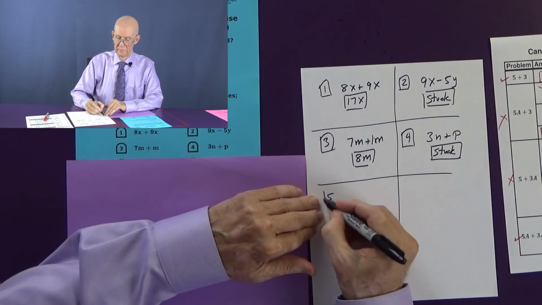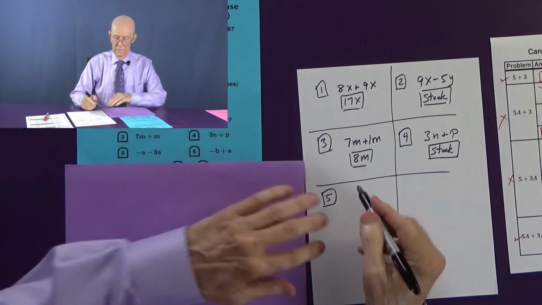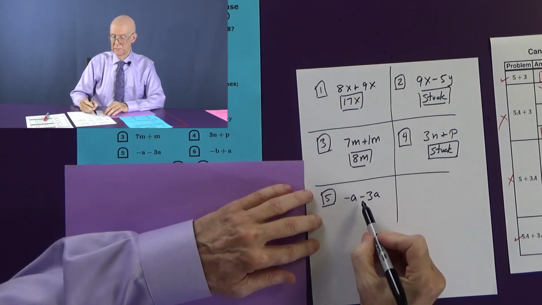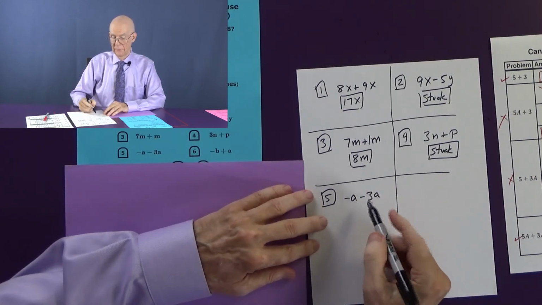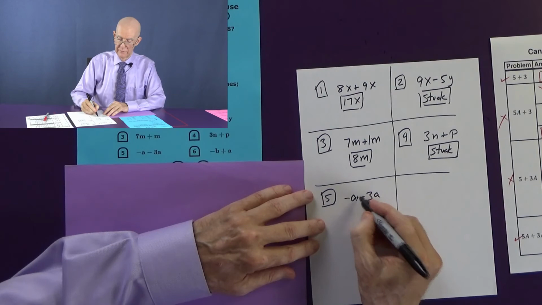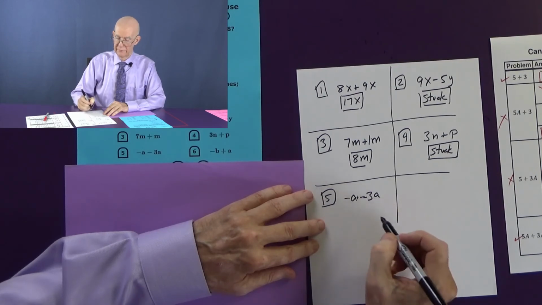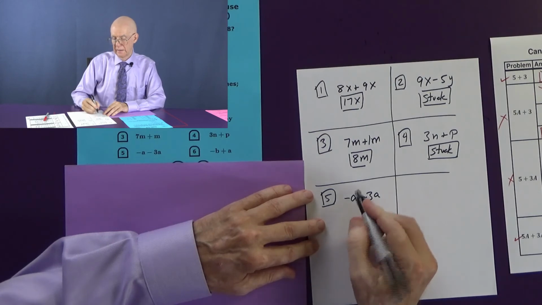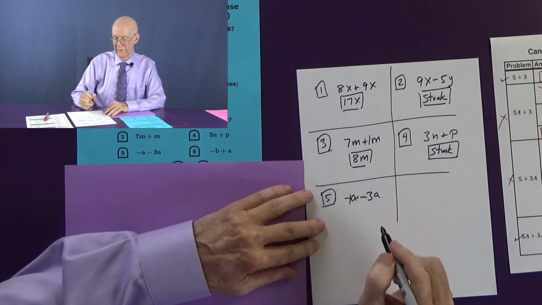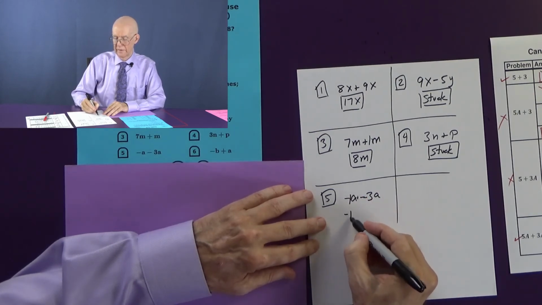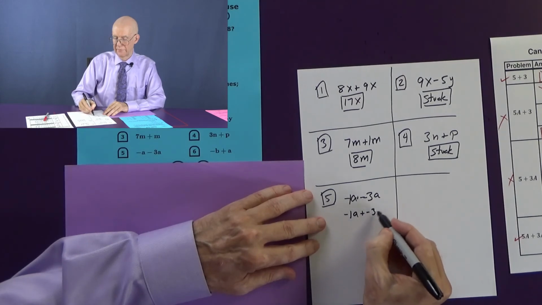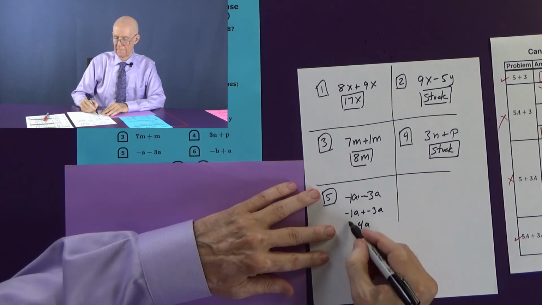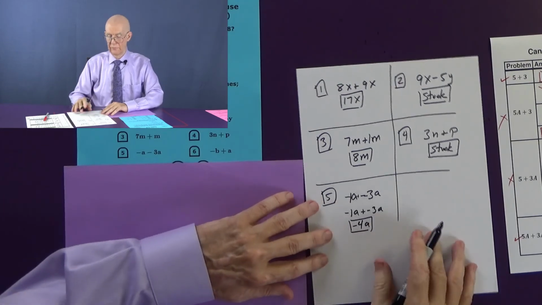Number 5, negative a minus 3a. Well, the letters do match. And I'm going to put a plus in front of this negative, so this is plus a negative 3. I also need a 1 in front of this a. So I put the invisible 1 after the negative sign. I'm going to rewrite this, negative 1a plus negative 3a. Now we can see that that's going to be negative 4a. Because I can add the negative 1 and the negative 3.